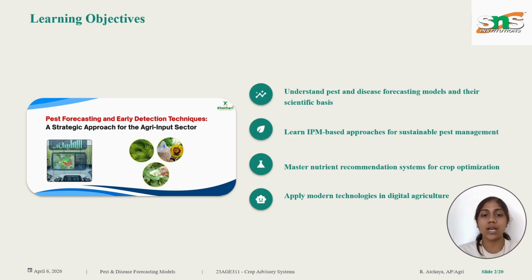These objectives are important because future agriculture depends on predictive management rather than reactive management. Instead of solving problems after damage happens, we should prevent them before they occur. So this is the main philosophy behind this chapter.